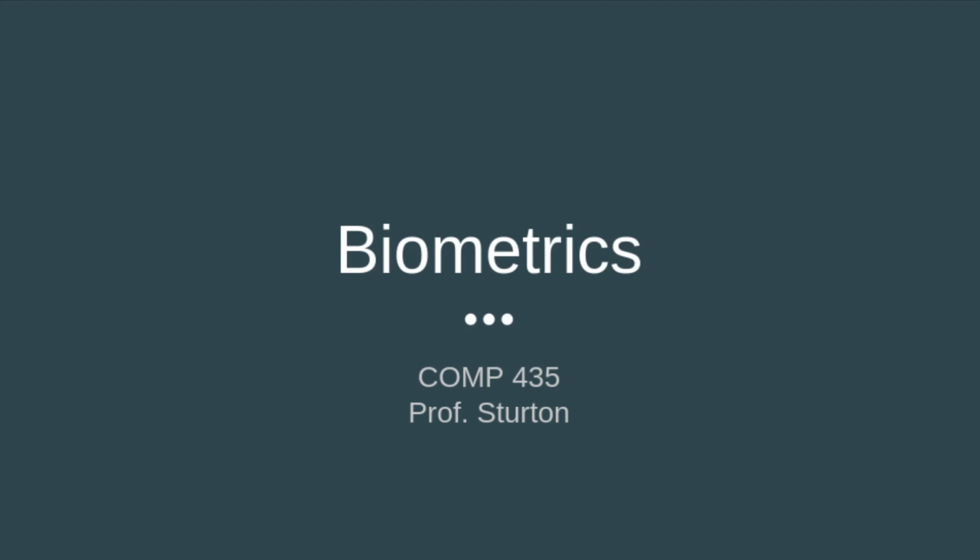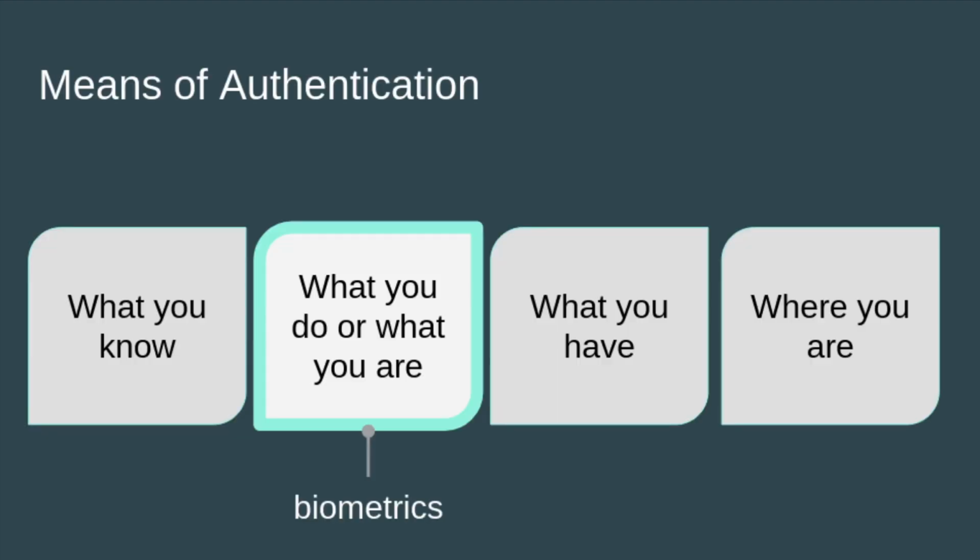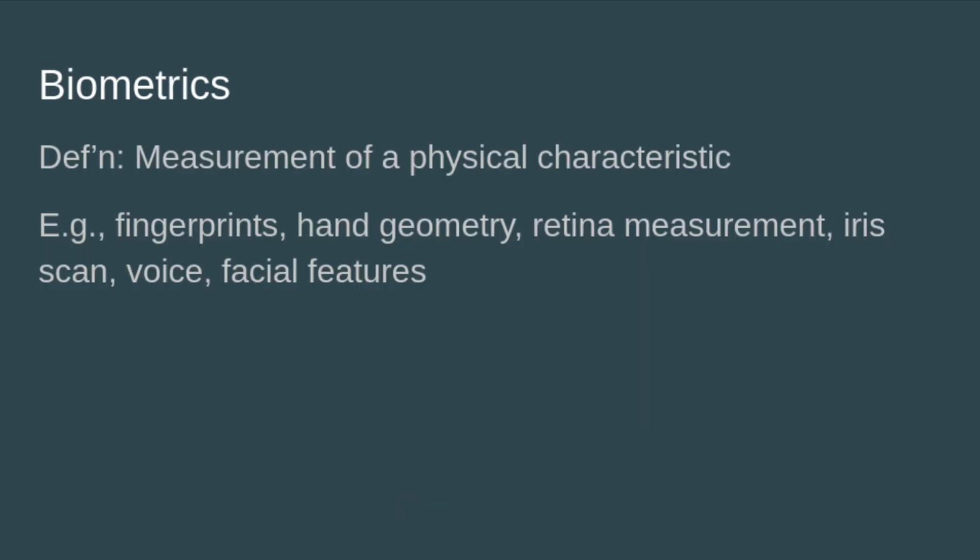Today we're talking about biometrics. Biometrics are an example of what you do or what you are. So a biometric is a measurement of a physical characteristic. Examples of biometrics are your fingerprints, your hand geometry, maybe retina measurement or iris scan, your voice or facial features. These are all physical characteristics that can be measured and used for authentication.